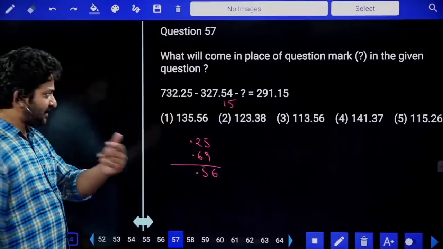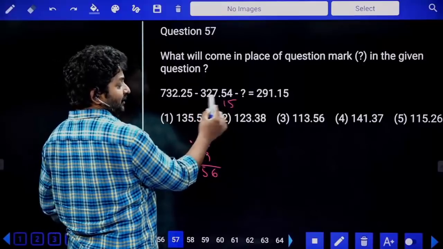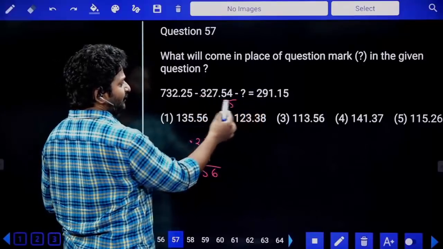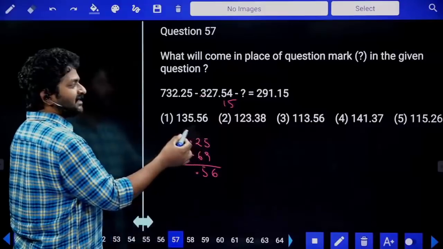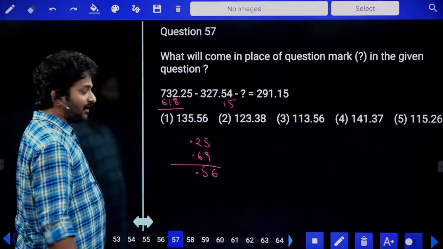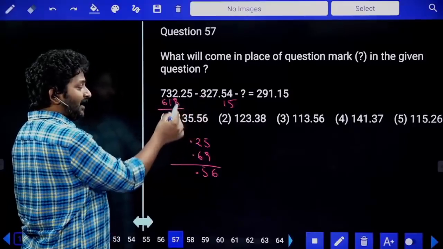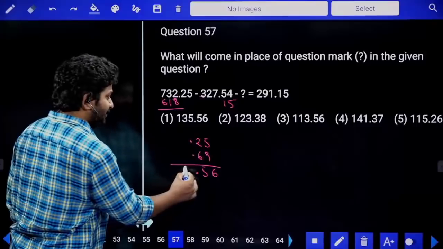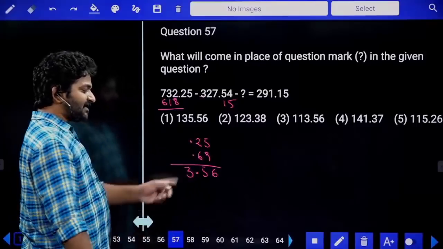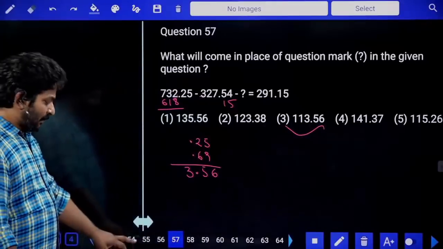Yes, multiple options are there. We have to calculate. 732. 327 plus 291, which is equal to 618. When you subtract 618 from this number, already out of 2, 1 carry is over. 1 minus 8, that is 11 minus 8, which is equal to 3. Answer must end with 3.56, hence third option is our final answer. Next.